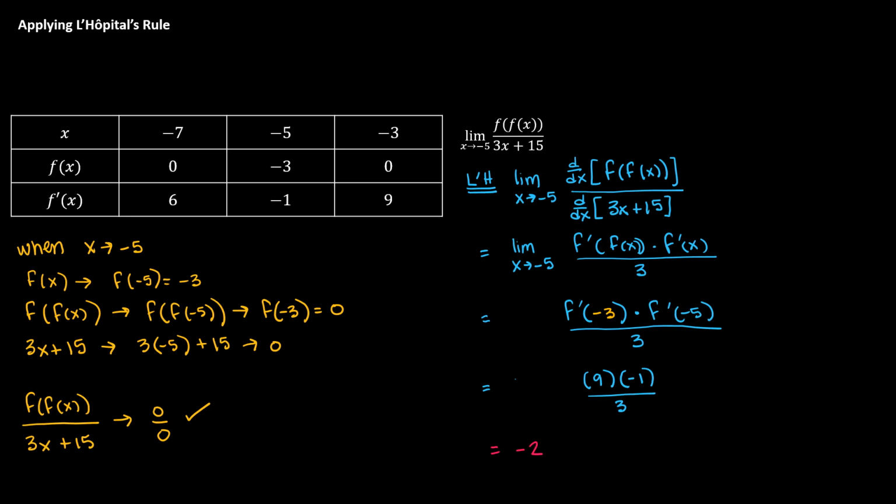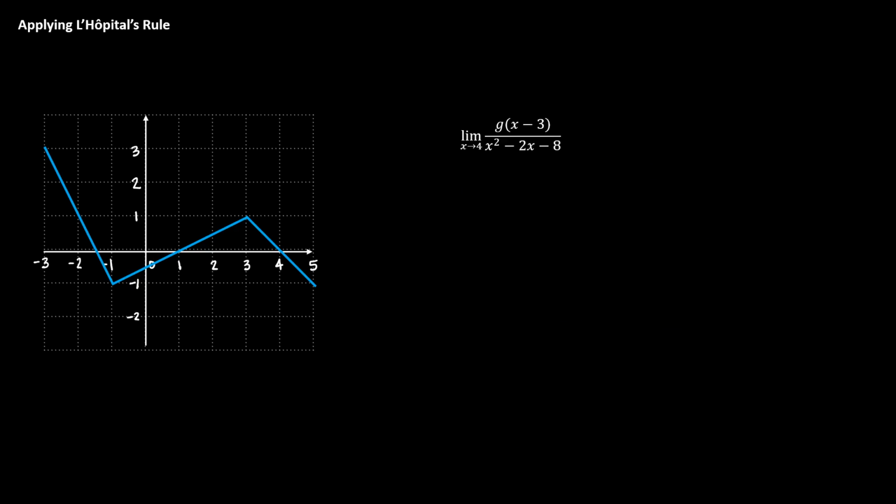Let's take a look at one other version of this type of question. Here we're given a graph. We're not given a table of values, but we will do this basically the same way. Our limit is x approaching 4, and our function is g of x minus 3 divided by x squared minus 2x minus 8. We don't know what g is, but we can see a graph of g.